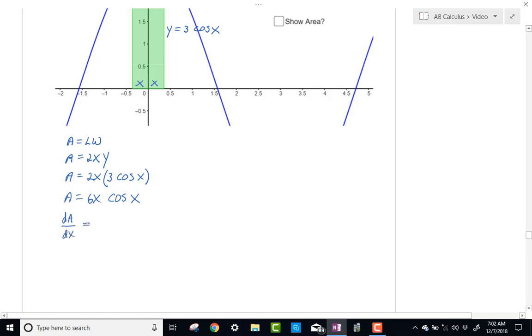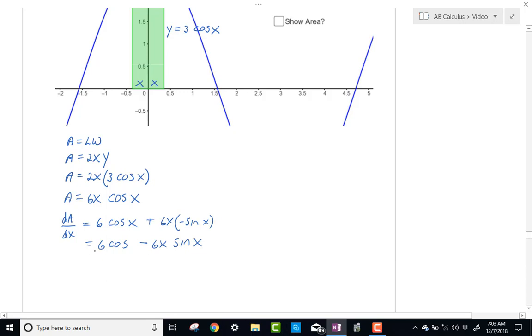And that's going to equal, and I've got a little bit of product rule going on here, so I need the derivative of the first, which is 6, times the second, which is cosine of x, plus the first, which is 6x, times the derivative of cosine, which is negative sine x. And so if I simplify this, I get 6 cosine x minus 6x sine x. Now the problem with trying to solve this is I've got 2 variables in here. Alright, so this is dA dx.